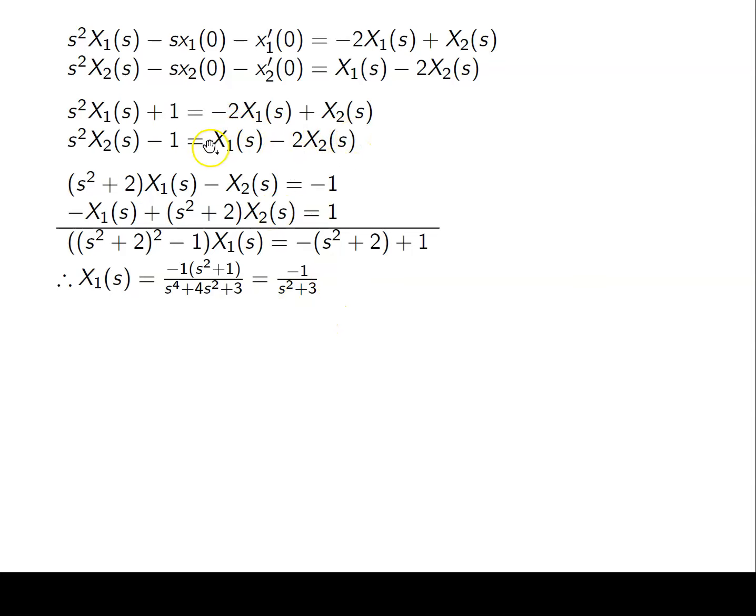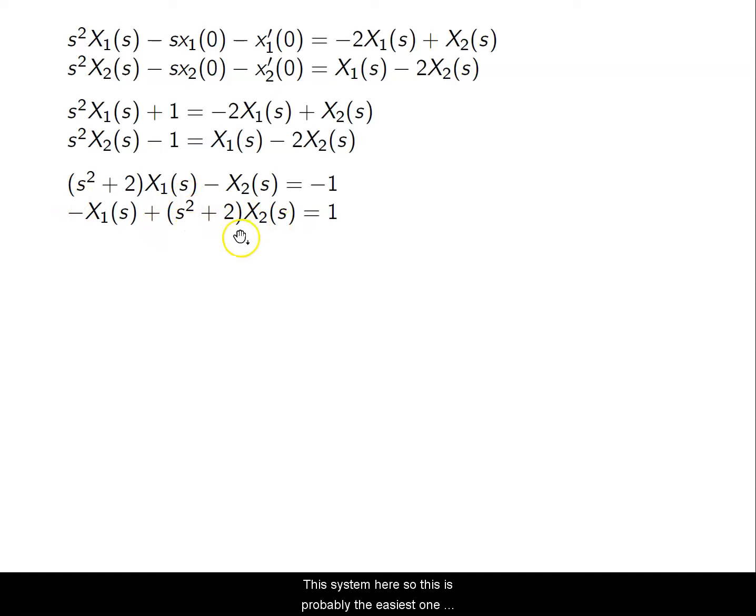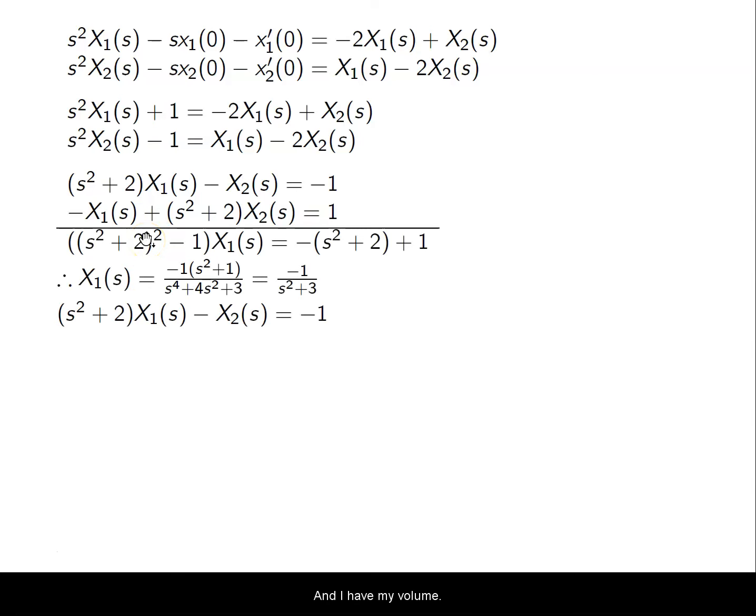It looks like the easiest one to work with is probably this first one, because there's only one x2 and it doesn't have a scalar in front of it, so I can just manipulate it, right? Or I guess I'm looking at this system here. This is probably the easiest one because all I have to do is move this over and move that over and then plug in for x1 and I have my value, right? So using that first equation, s squared plus 2 times x1 of s minus x2 of s equals 1, I'm going to plug in my x1. First, let's move my x2 around.